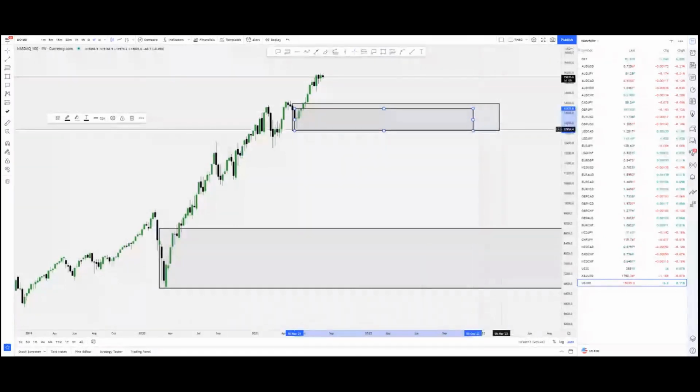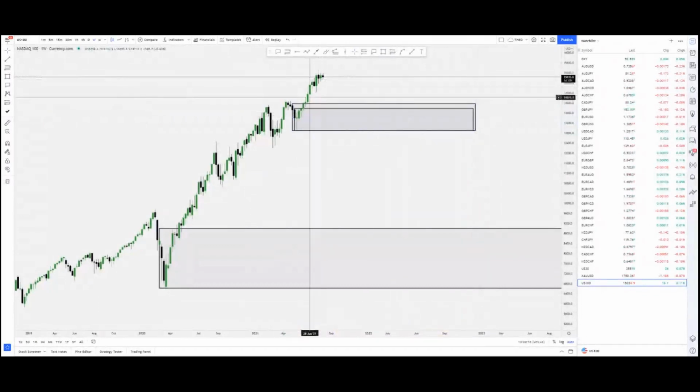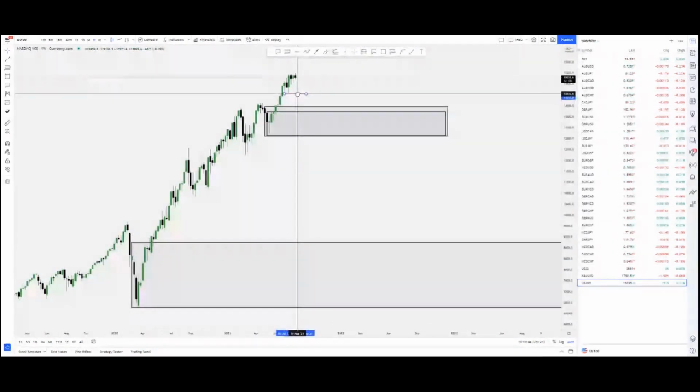Trying to mark them out in time of order. We have a liquidity void right here, and we have an old low right here. That's an old low right there, which is telling me that price has business there. Price has reasons to come down there.